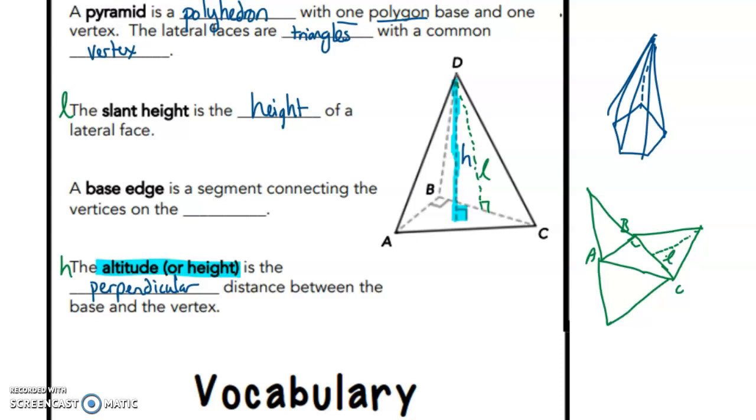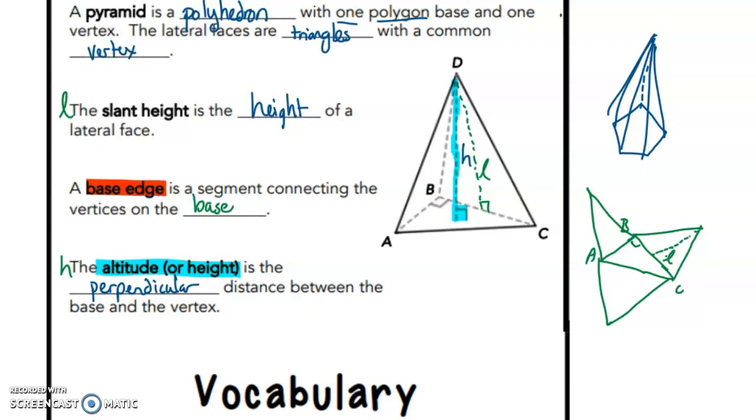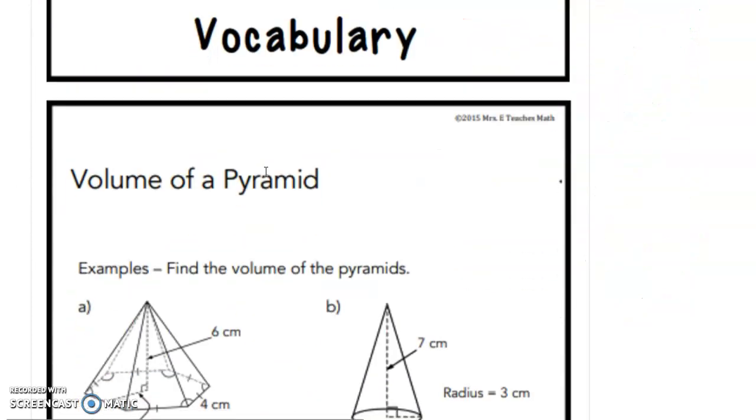Okay, a base edge is the segment connecting the vertices on the base, just like a base edge of a prism. A base edge would be the edge of a base. No big deal. Okay, so that's our vocabulary. Remember, a pyramid is a polyhedron, no curves. If it has curves, like a circle base, that would be a cone.